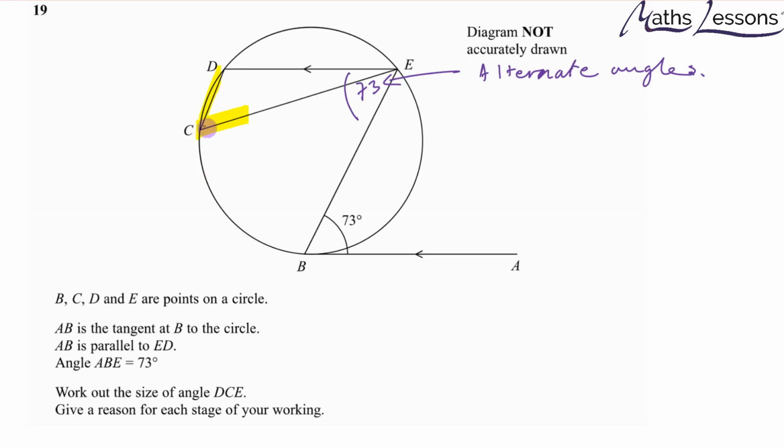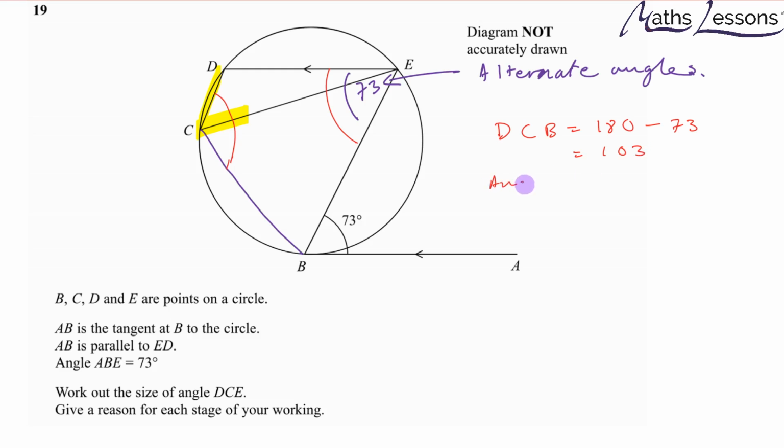But if we draw in this straight line here, then we have a cyclic quadrilateral. So we know that angle and we know that angle. Well, we don't know this angle, but we do know that angle. We know what these two angles must add up to. They must add up to 180. So we know that DCB equals 180 minus 73, which gives me 103.